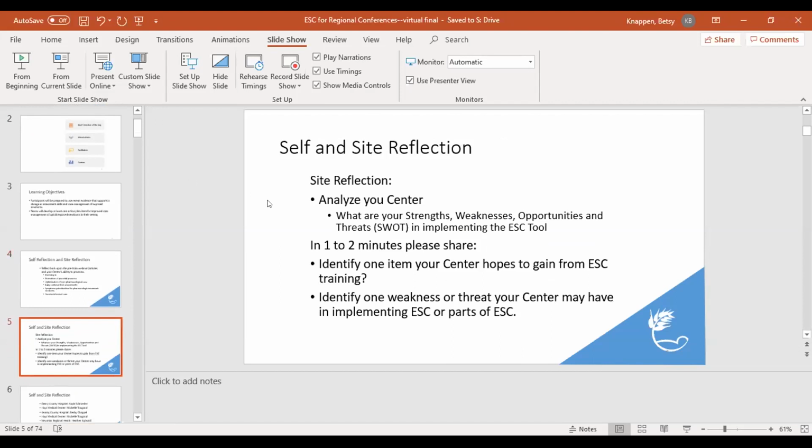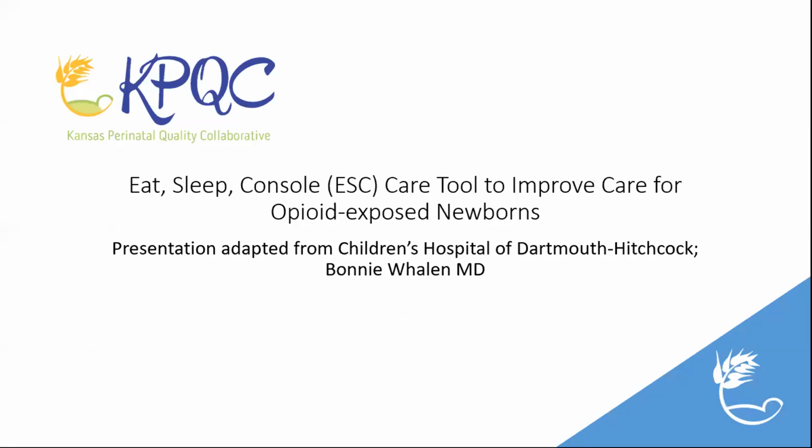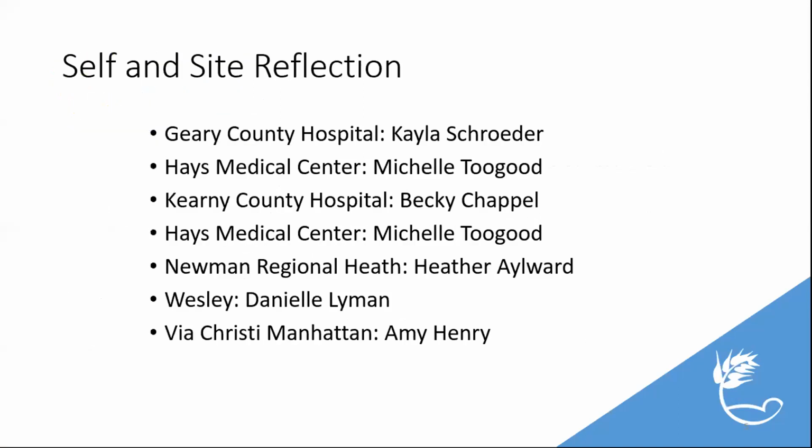I want you to first identify one thing your center wants to get out of the training today, and maybe one weakness that might impede you from putting Eat, Sleep, and Console into place. I probably should give you the whole slide deck in front of you. We're going to go from center to center, and I'm going to have you speak on those two things. So Kayla, talk about one thing you want to gain, and one thing you think would impede your ability to do it.